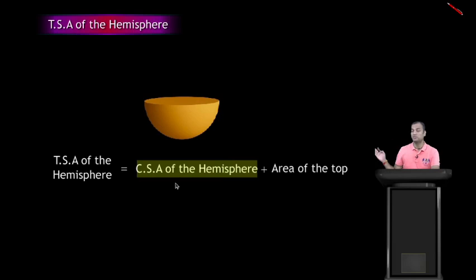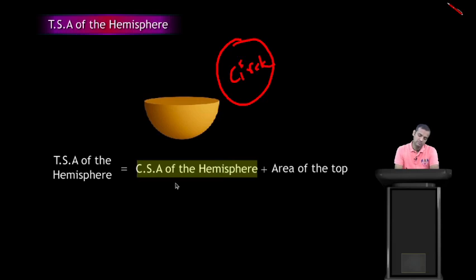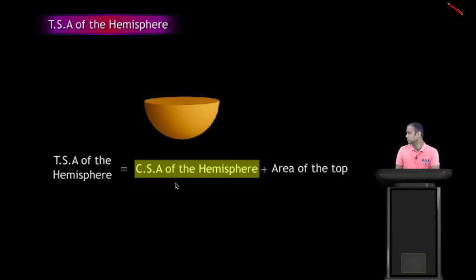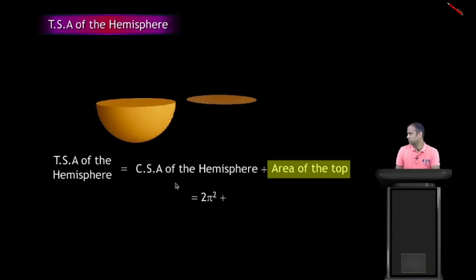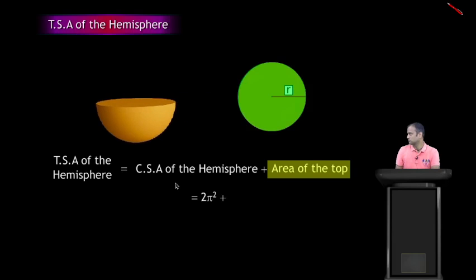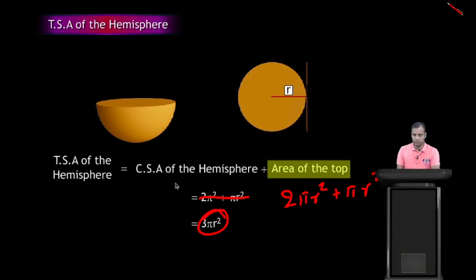And in which shape is the top? What is the shape of the top? Very good. It is a circle. So this is the CSA of the hemisphere plus the area of the top. It can be written as 2 pi r square plus pi r square, which we can write as 3 pi r square.